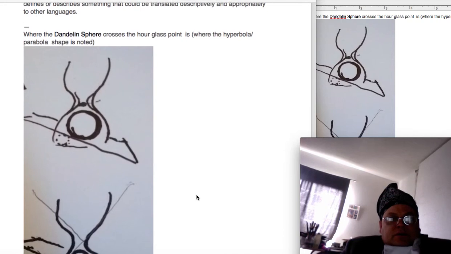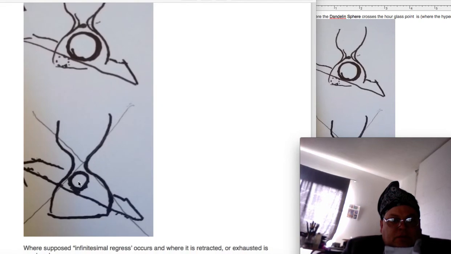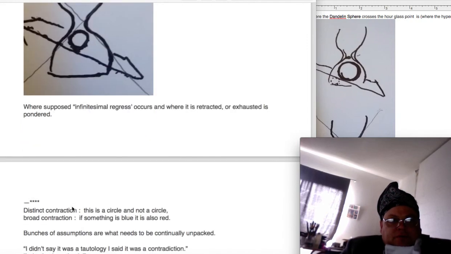Where the Dandelin sphere crosses the hourglass point is where the parabola shape is noted. This is an illustration of the Dandelin sphere. We have one on the bottom of an intersecting plane of the parabola, and one on the top, and as the plane rises, the top ball becomes smaller. Down here we could have a larger ball. Okay, back to the text.